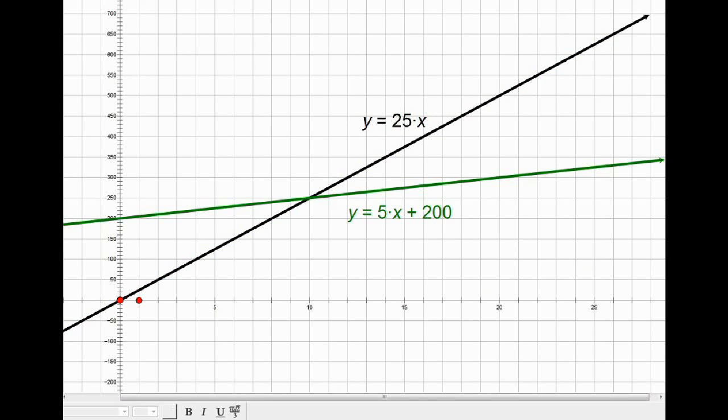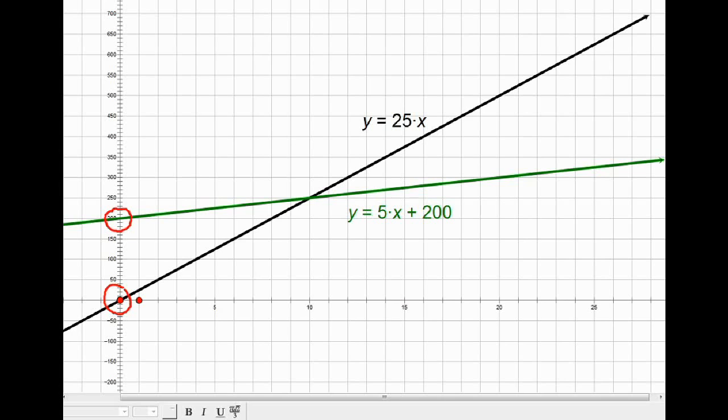So you'll notice here a couple of things. First of all, the green line is a partial variation, because if 0 people go to this banquet hall, it's still going to cost $200. So we do have that initial fee of $200. Whereas the black line is a direct variation. If 0 people go to the banquet hall, it's going to cost us $0.